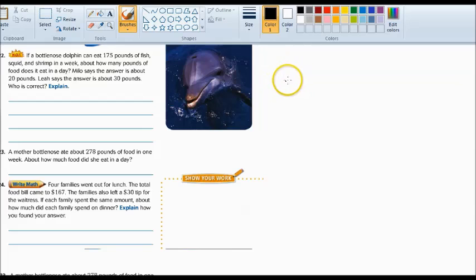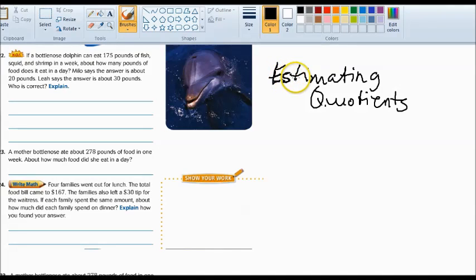Now I'm going to be working on the back of the page we were working on yesterday. Before I do, I just kind of wanted to review the basics of estimating quotients. Alright, so let's take a look at this.